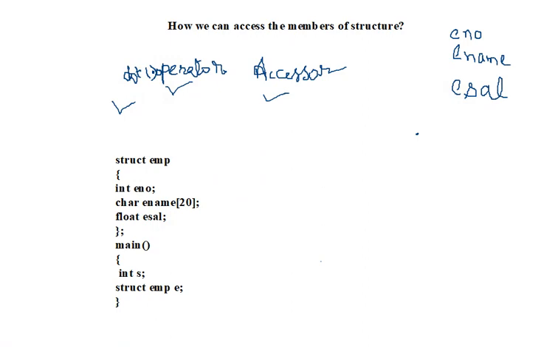Here I just write a simple code of a structure. This is similar to what I wrote in the last slide. Here is a main method, and we have two different types of data types. Now you have to understand this struct emp. What is this? This is just a data type. Combinedly, this is the data type struct emp, and this e is what? It is a variable.